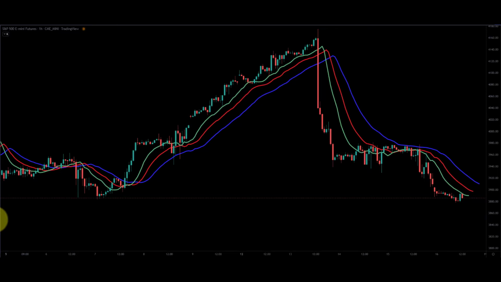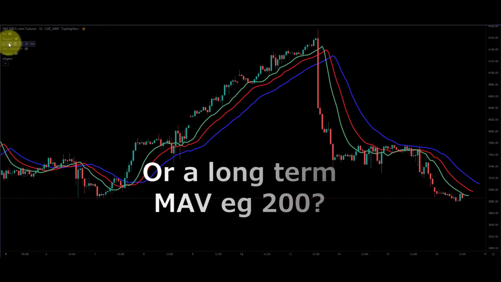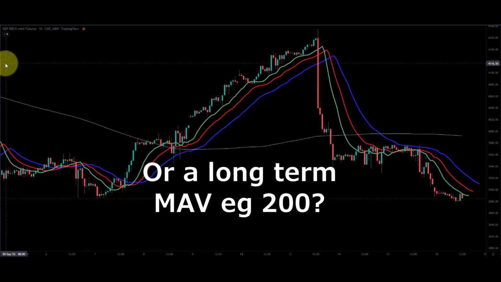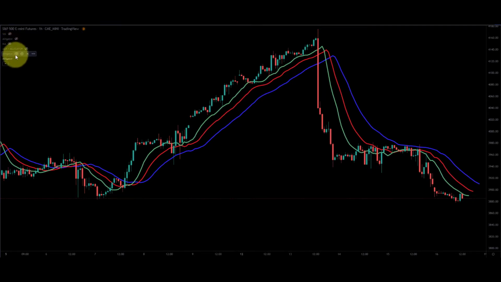So my immediate thought was that the ADX could be a good qualifier to help us determine a trend, or secondly, you could maybe have a longer term moving average. I've got a 200 one here. You could say if it's above, you only take bullish signals and below bearish ones, but that does make you miss out as well on a lot of trades. So I wanted to add in the ADX indicator, but also wanted a strategy tester that will allow me to put some numbers around it. And I found this one called here, ADX plus alligator.